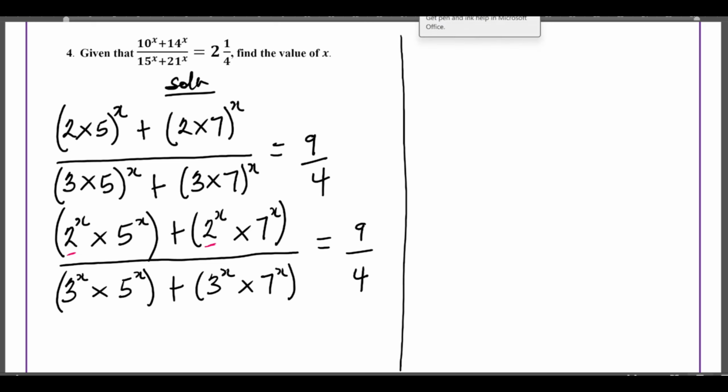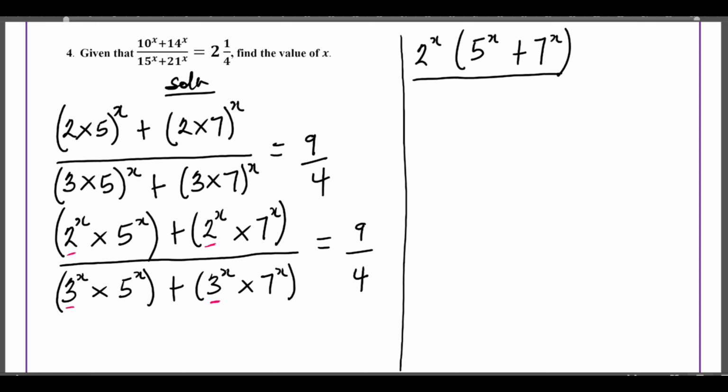So we have 2 raised to the power x out, leaving 5 raised to the power x plus 7 raised to the power x. That is for the numerator. And also with the denominator, is there any common factor? Yes. 3 raised to the power x, that is also a common factor. So we are going to factorize 3 raised to the power x out, leaving 5 raised to the power x plus 7 raised to the power x. And this must be equal to.